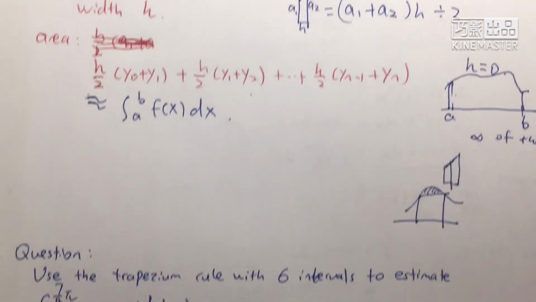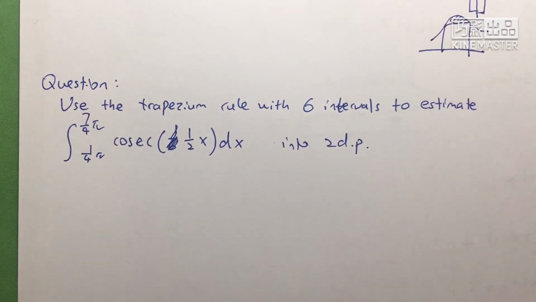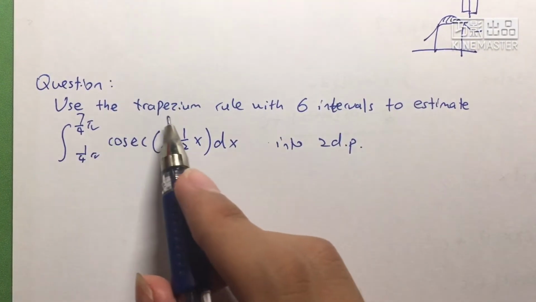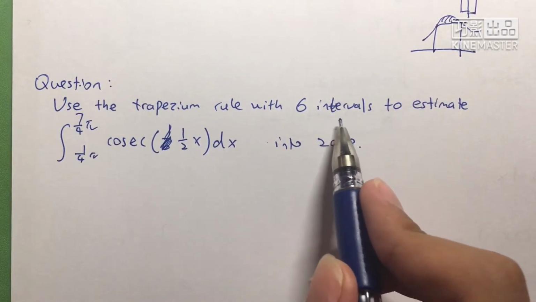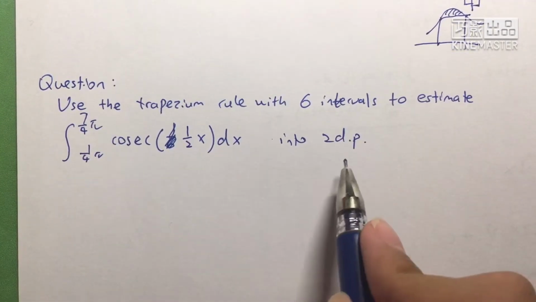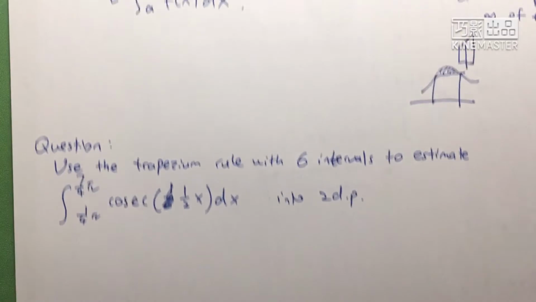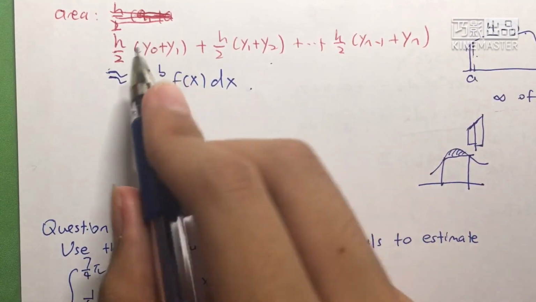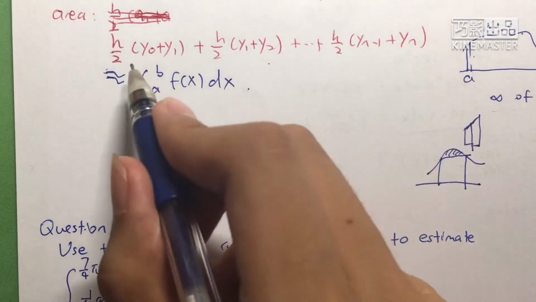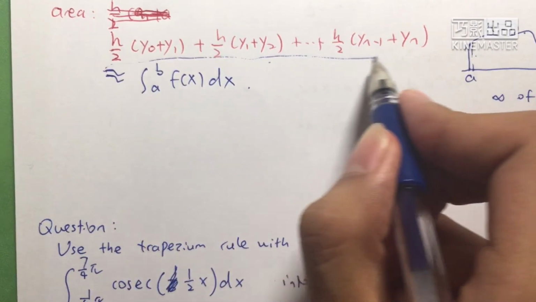Okay, so now let's try a question. The question says: use the trapezium rule with 6 intervals to estimate the integral to 2 dp. Firstly, we have the area of the trapeziums here.